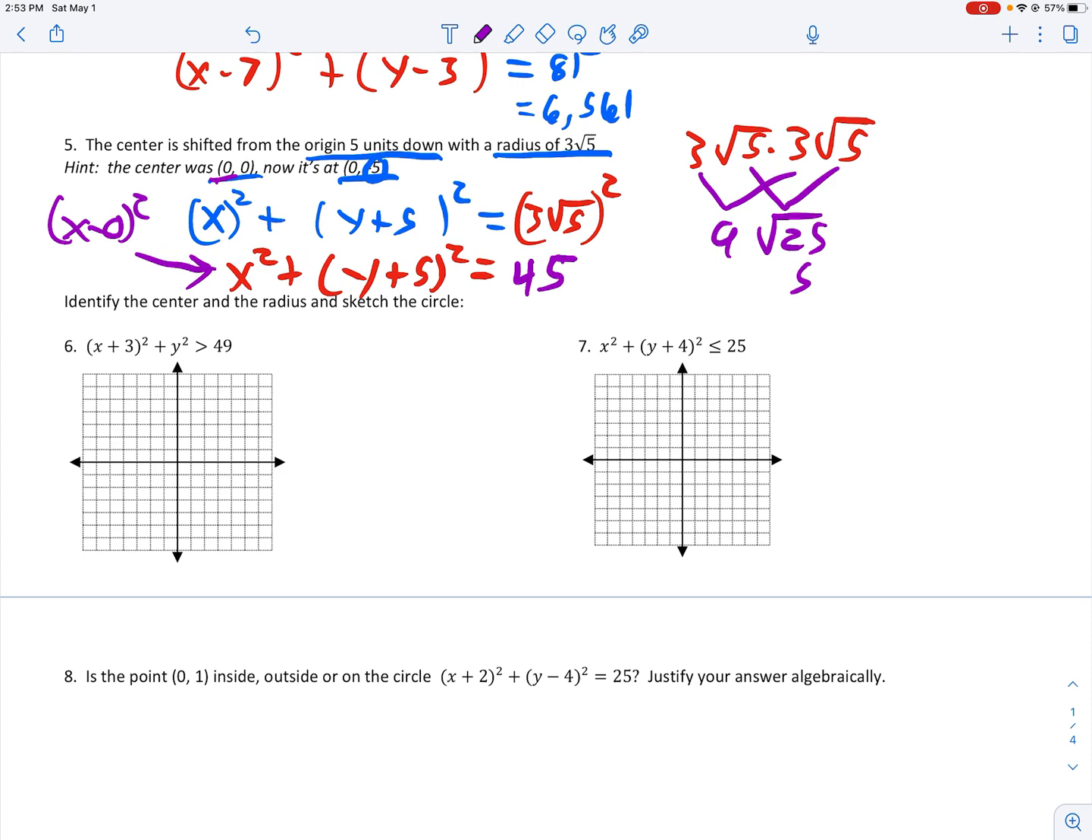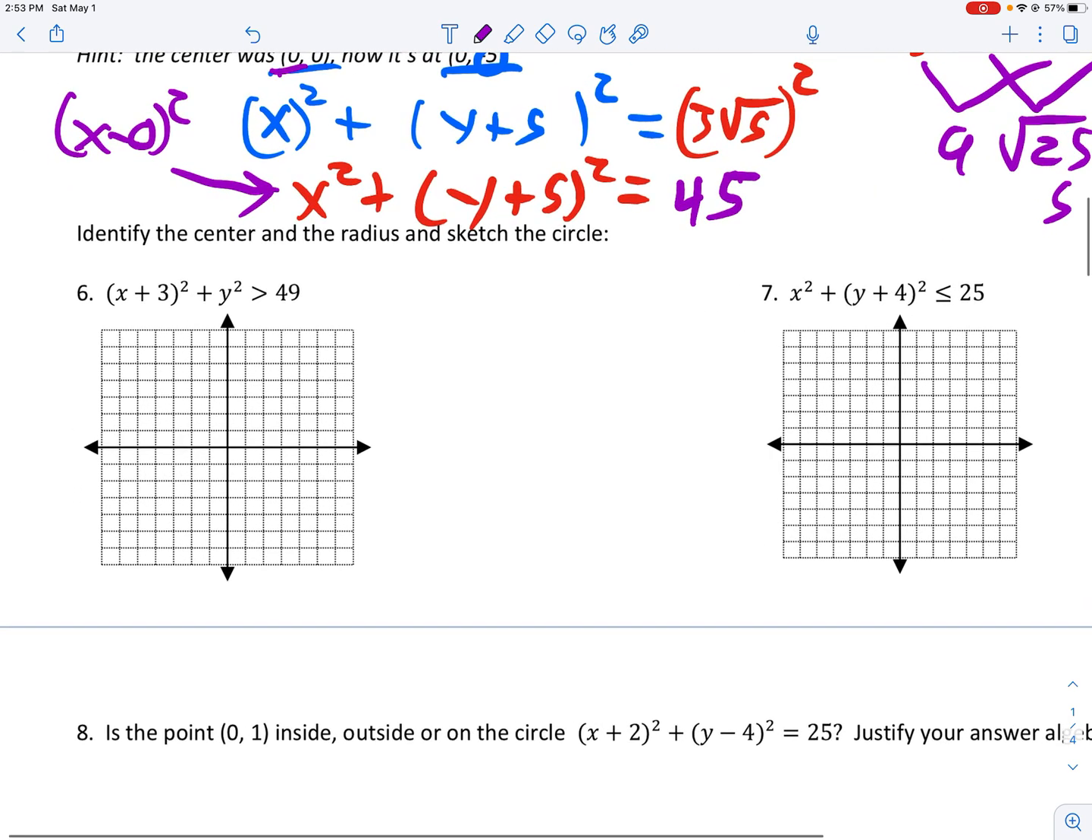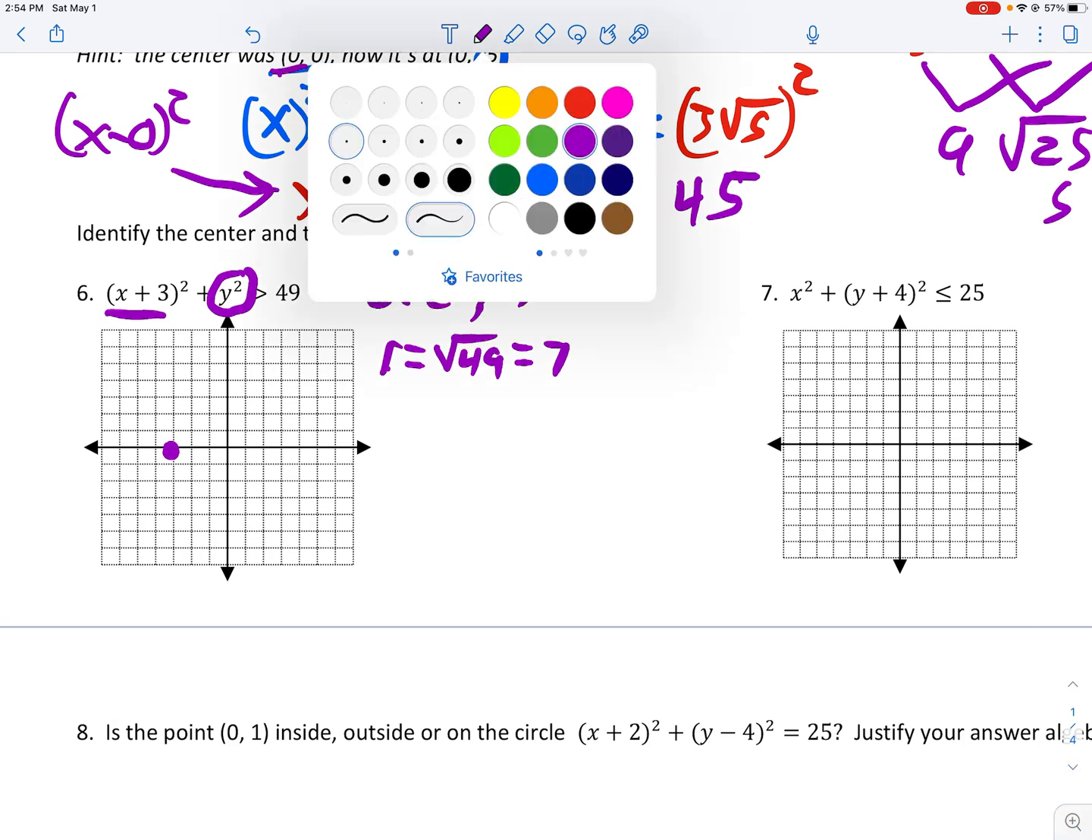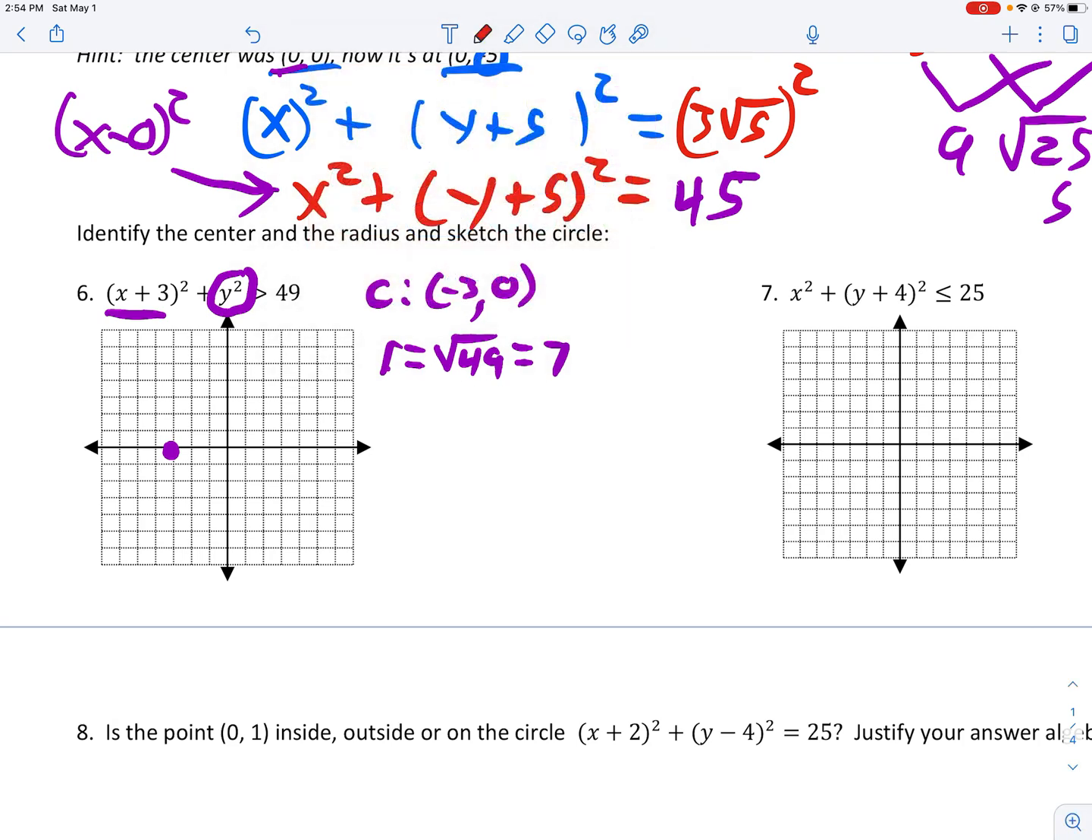So identify the center and the radius and sketch the circle. So our center, right, it's going to be opposite. So negative 3. There's nothing added or subtracted to the y, so it'd be 0. So 1, 2, 3. And then our radius is going to be the square root of 49, so it's 7. So I'm going to go to my center. I'm going to go up 7. I'm going to go right 7. Down 7. And left 7.